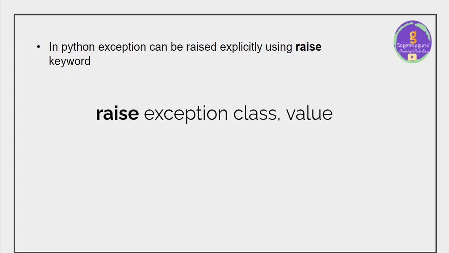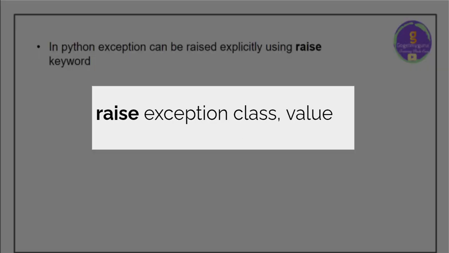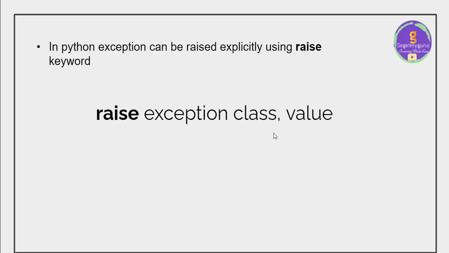In our previous videos, we have seen exceptions raised by Python itself. So what is the syntax for this? To raise an exception, write the raise keyword, after that give the exception class name, and then you can provide a value. This is optional. So let's discuss an example to know the usage of this raise keyword.